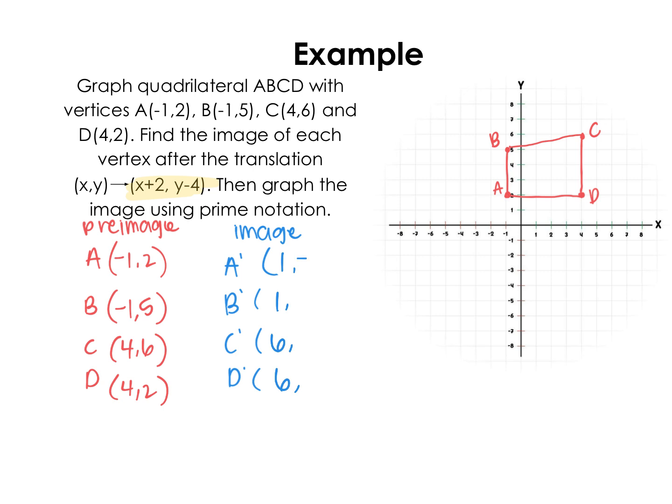So 2 minus 4 is -2. 5 minus 4 is 1. 6 minus 4 is 2. And 2 minus 4 is -2. With that, we can graph our new points here.